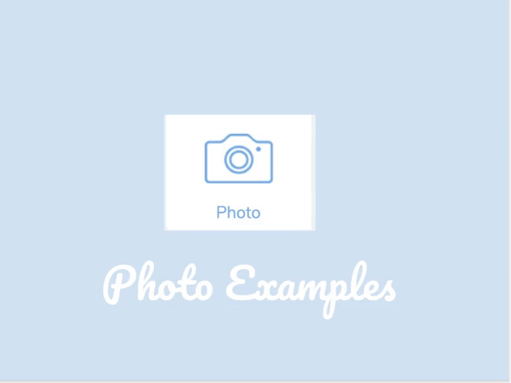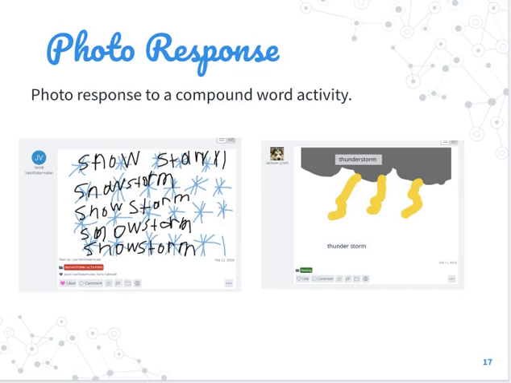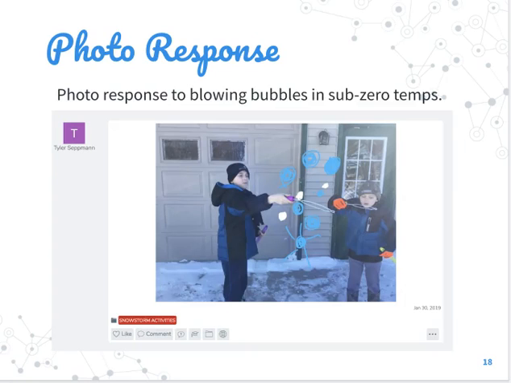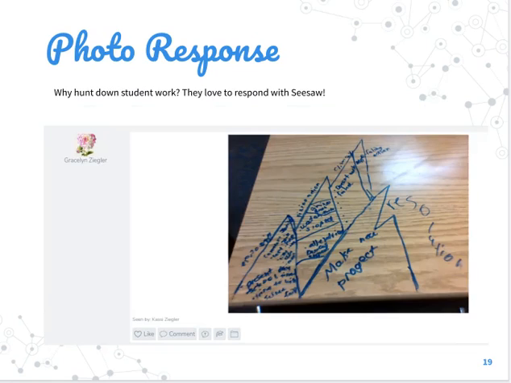So these are divided up into sections of different things Seesaw does. Here's some examples of some photo responses: compound words, drawing pictures. This one was just response to blowing bubbles in Sub-Zero. They actually drew pictures of the actual bubbles. This one was writing on the desk, and I think it was maybe Timeline or Climax. This was from Miss Johnson's class.